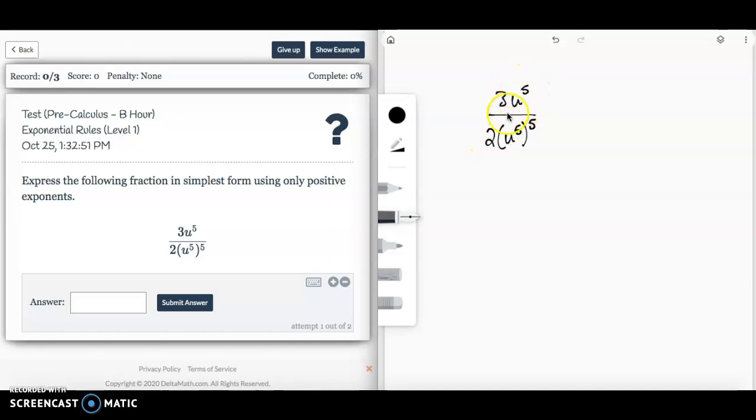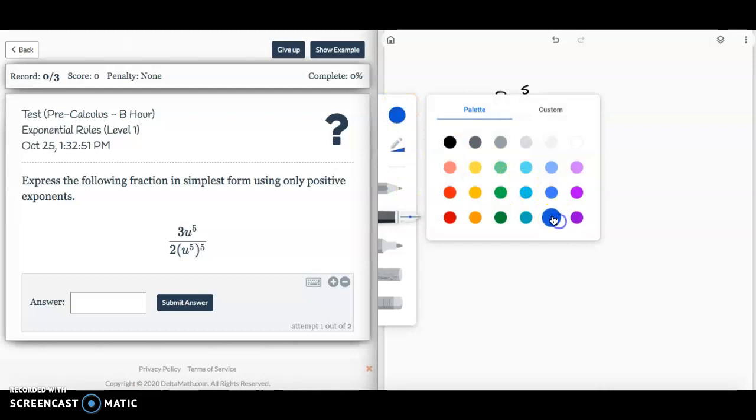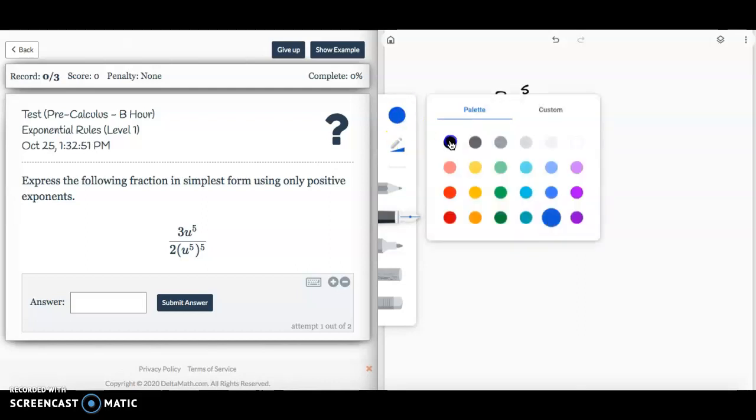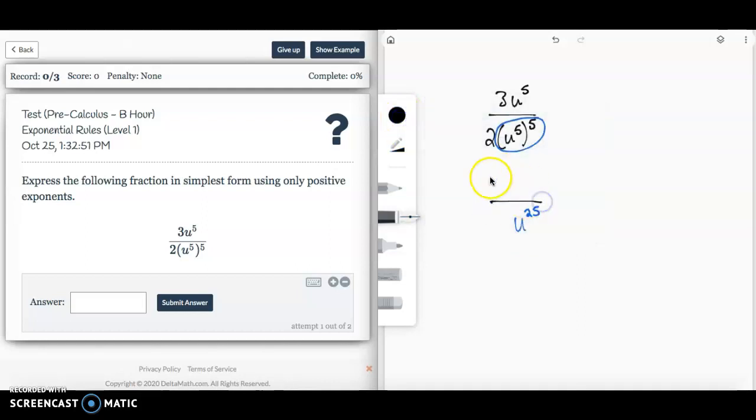I have parentheses down here, so I'm going to simplify this step next. I have u to the fifth to the fifth, and when I have an exponential expression to another power, a power to a power, you multiply those. So u to the fifth times 5 is u to the 25th. Like I said, my 3 over 2 didn't change at all, and my u to the fifth up top didn't change at all. So we're in this step.